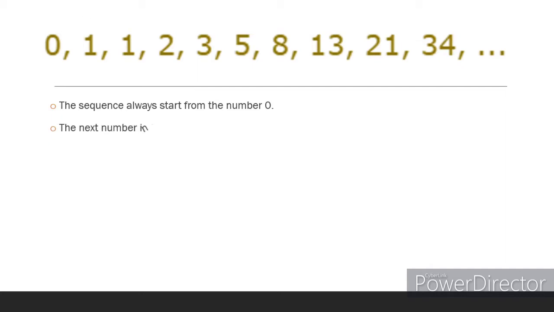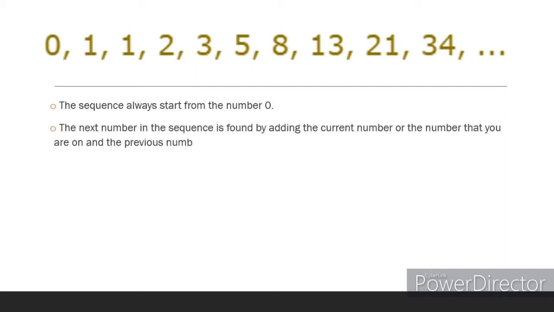The pattern is the next number in this sequence is found by adding the current number, or the number that you are on, and the previous number. For instance, let's say you are here at the number 5 and you want to find the next number. Then you add this number, also known as the current number, to the previous number. In this case, the previous number is 3. So if you add 5 and 3, you get 8 as the next number.